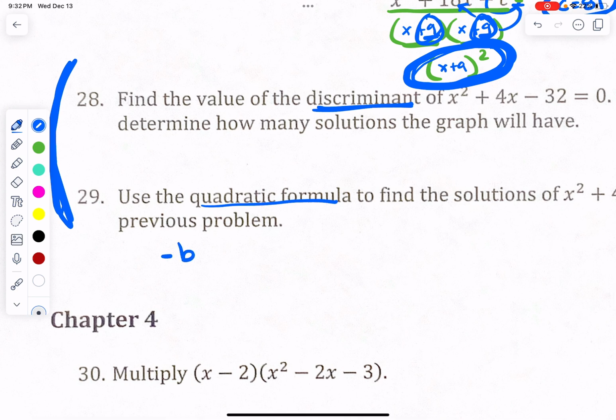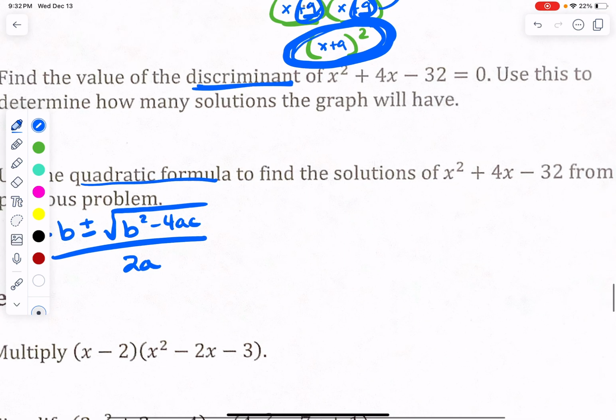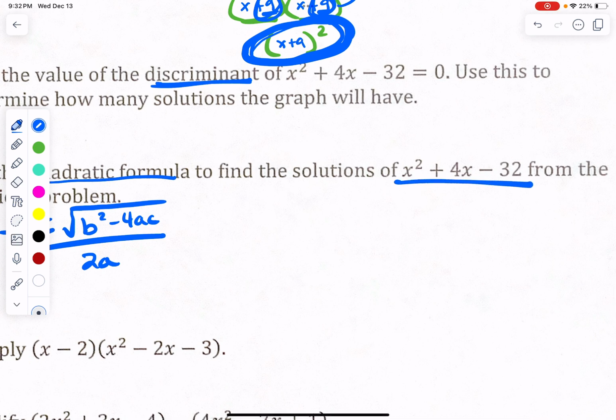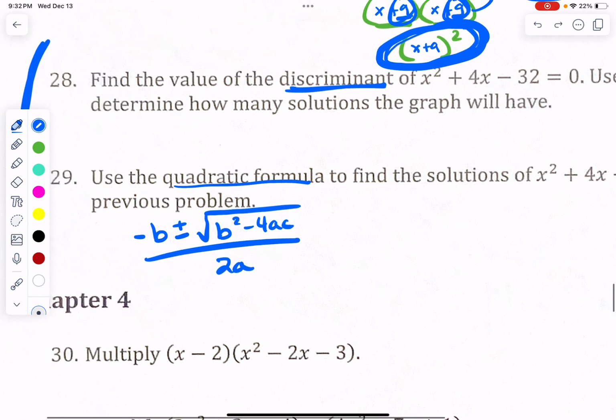Quadratic formula is negative b. Make sure you write this down. Plus minus square root b squared minus 4ac all over 2a. So then all we have to do is get our a, b, and c from this problem, plug them in and solve. But 28 is asking specifically for the discriminant. And the discriminant is just the stuff that's underneath of the square root. The discriminant is b squared minus 4ac, okay?